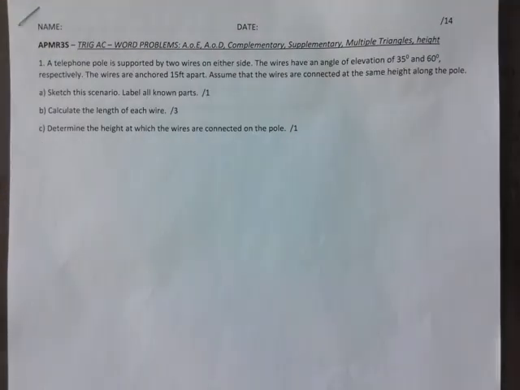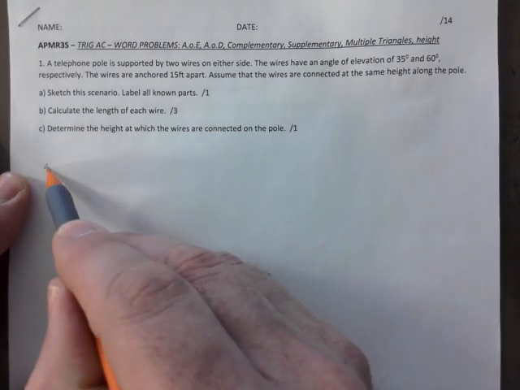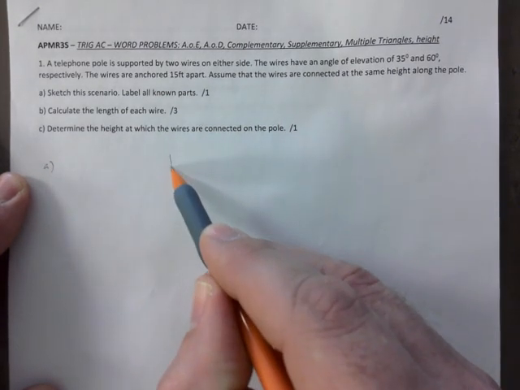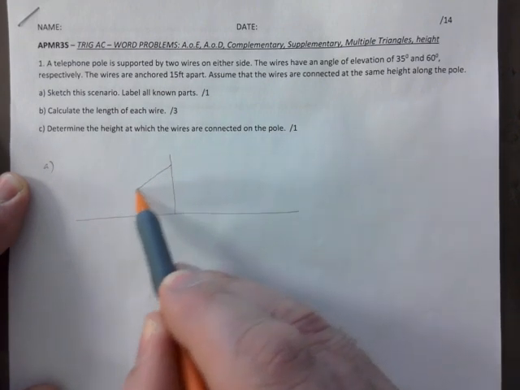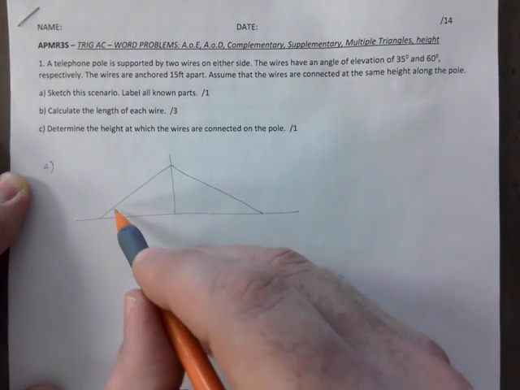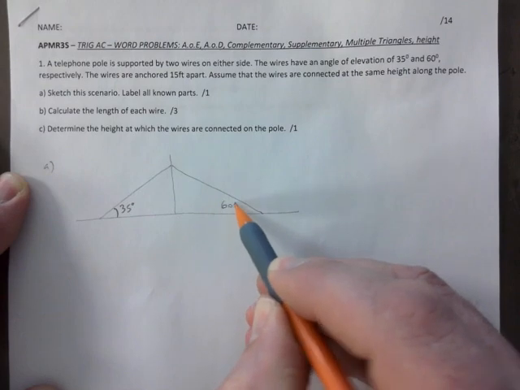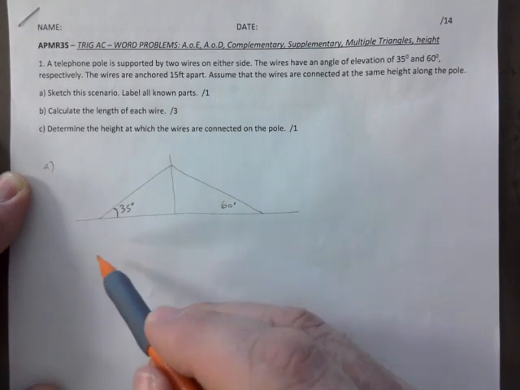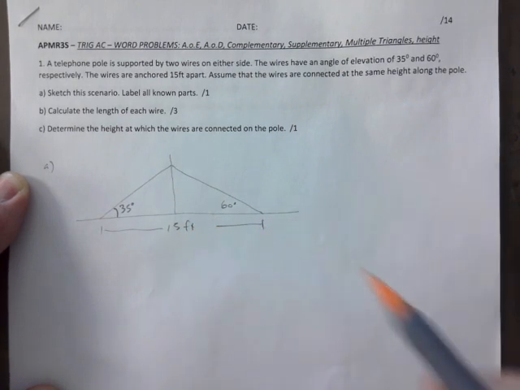All right, be honest. So in this case, for sketching, we have that telephone pole, and it is supported by two wires, like that. One of them has an angle of elevation of 35, the other one has an angle of elevation of 60, and they are 15 feet apart, like that. And so that's all you can really do here.